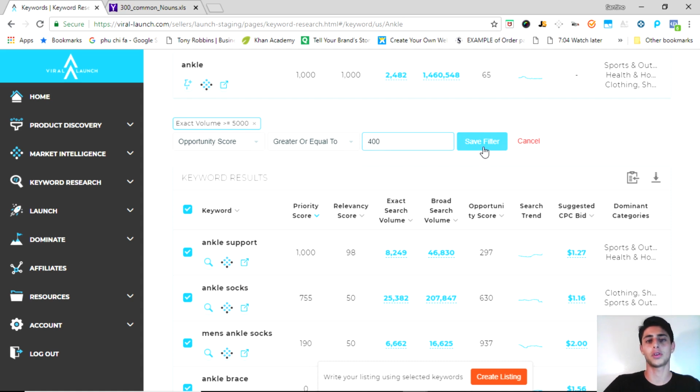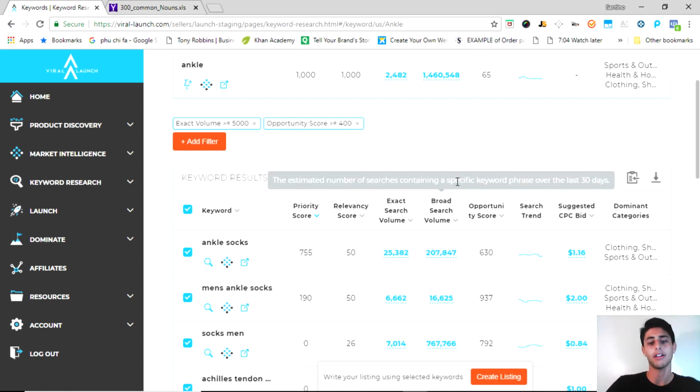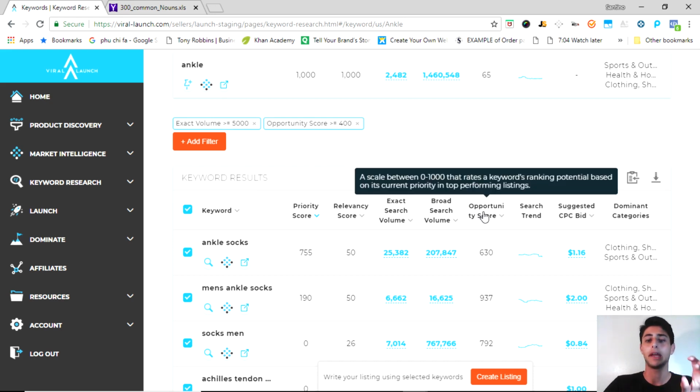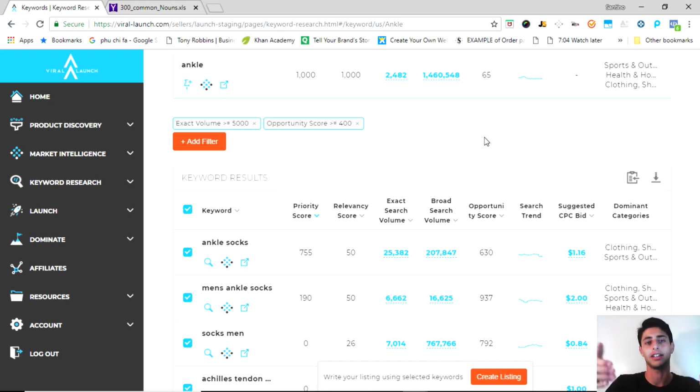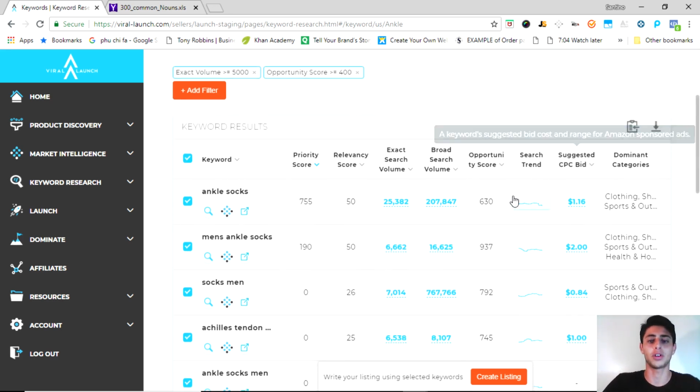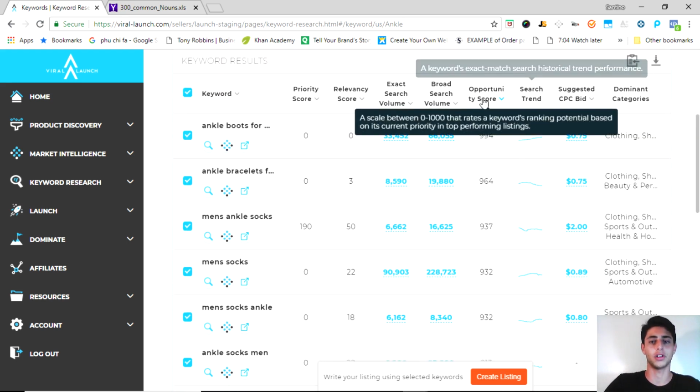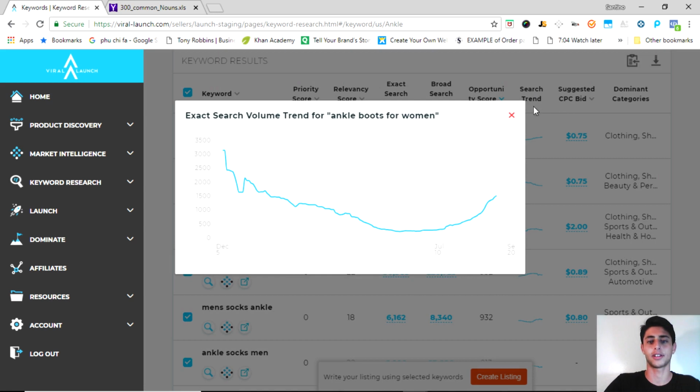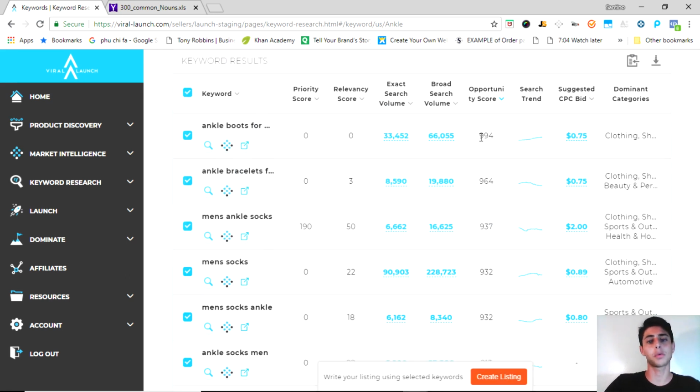And if you don't know what the opportunity score is already, Viral Launch gives you a score based on how much opportunity you have to actually rank your product on page 1 search results for this specific keyword. So let's filter by opportunity score. Take ankle boots for women, with an opportunity score of 994 out of 1,000. A 994 would mean that there is a ton of opportunity: if you just put the phrase "ankle boots for women" in your listing, you would gain a lot of keyword ranking for that search term, and you'd probably rank on page 1 almost immediately.